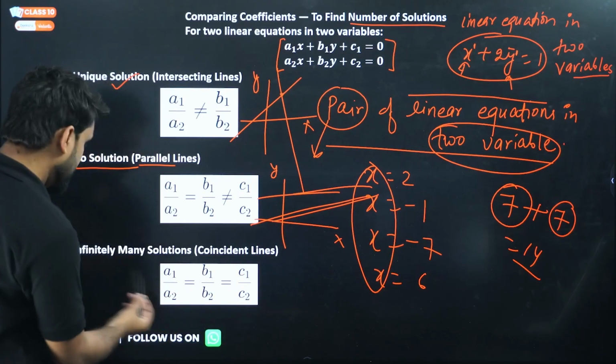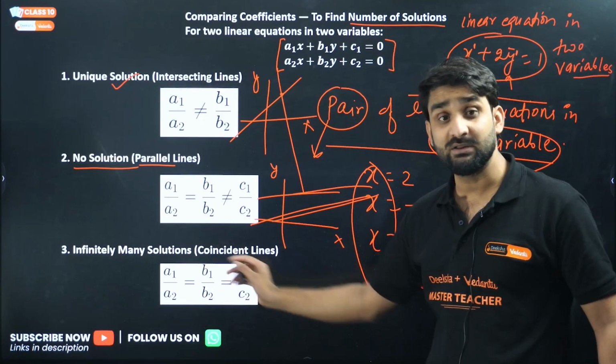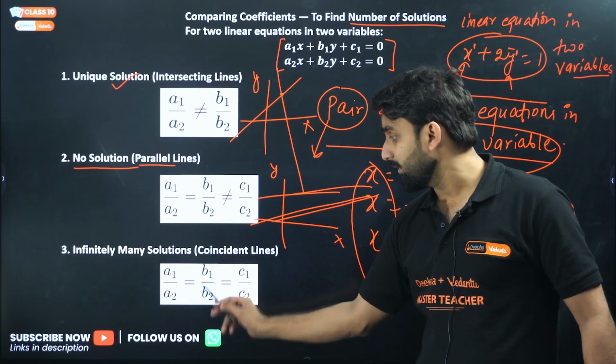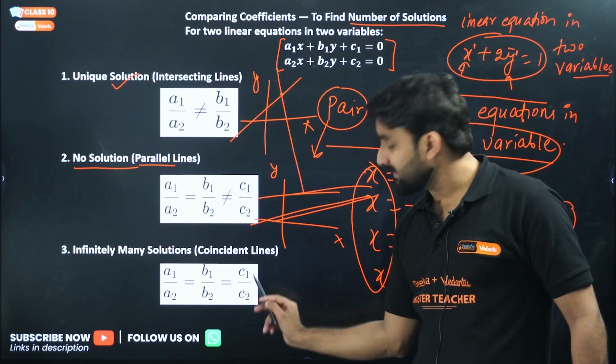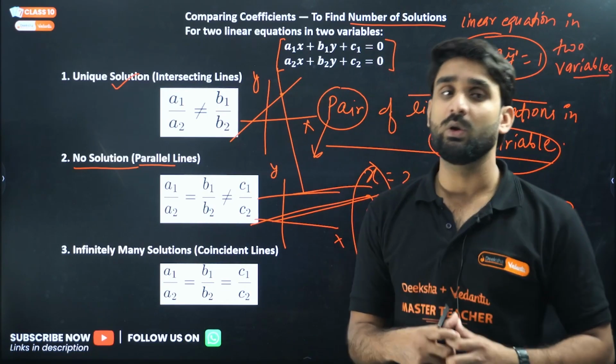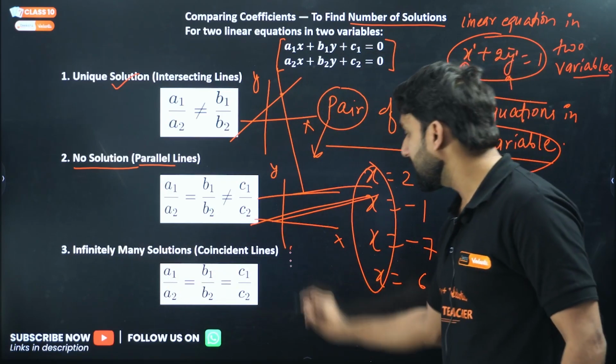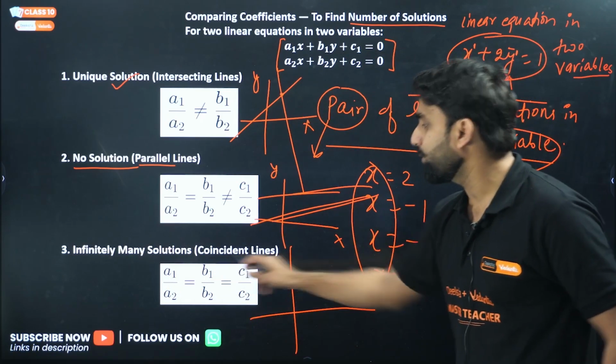If, as we compare the coefficients, we get this situation: a1 by a2 equals b1 by b2, and as well equals c1 by c2. If all these three coefficient ratios are equal to each other, then we can conclude infinitely many solutions will be there. On graphical representation, this will be coincident lines.